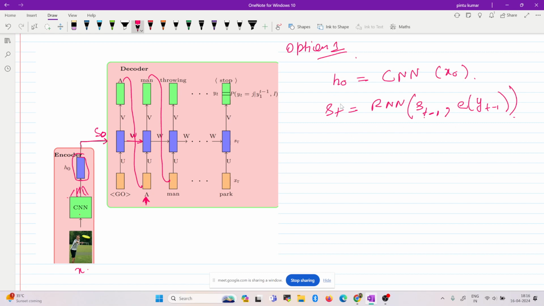So this is what will happen in this encoder-decoder kind of module. This is your encoder part, and this is your decoder part, and then the loss function and those kinds of things. So what would be the loss function? The loss function would be similar to that of the RNN.